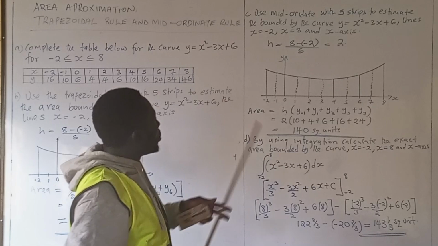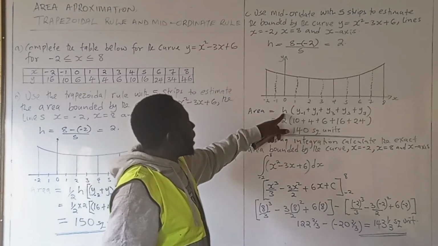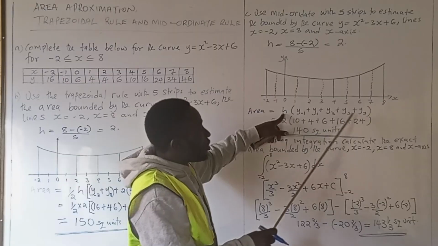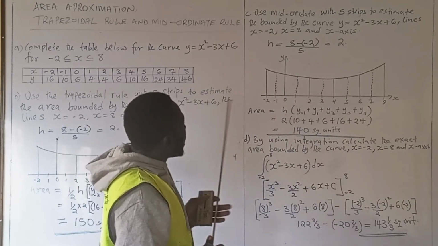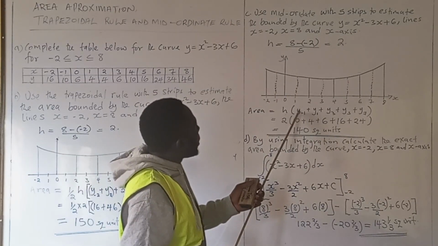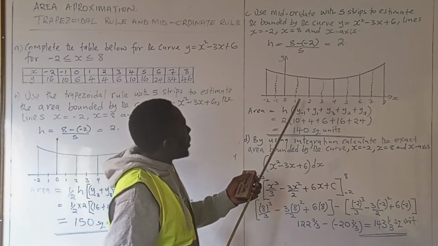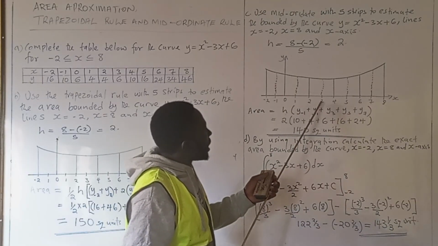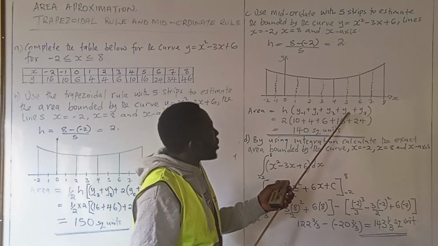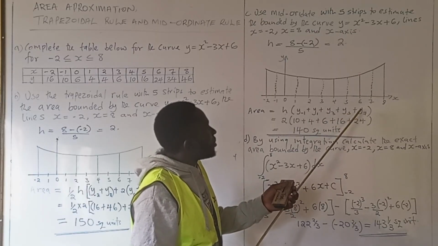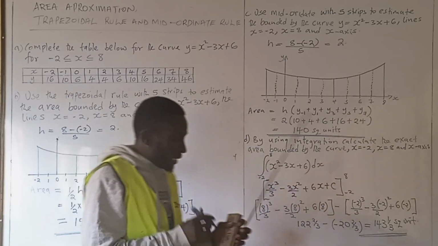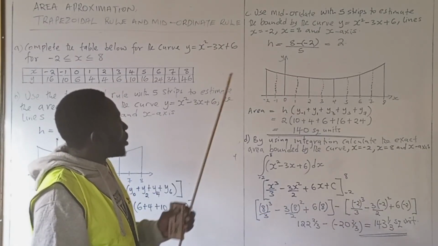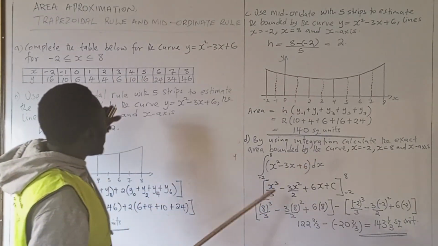So this is the formula: h times the middle values of y. You will take the value of y when x is -1, plus the value of y when x is 1, plus the value of y when x is 3, plus the value of y when x is 5, plus the value of y when x is 7. So that is how you get the mid values. You just read from your table.